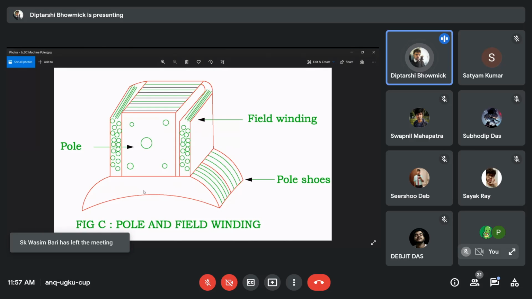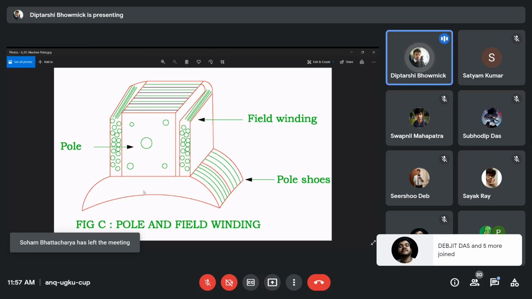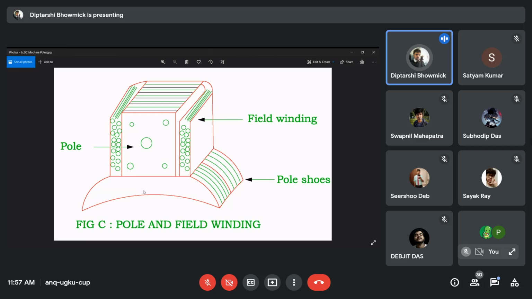So therefore, we have to make a structure like that in such a way that the air gap becomes uniform, so that the reluctance to the flux becomes uniform, and the flux flows uniformly through the air gap of the machine, and it does not get concentrated at a certain part. Okay, so that's why we made a structure like this, or we made the pole shoe, and the structure of the pole shoe is like that.